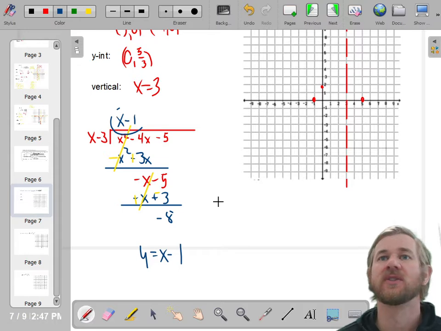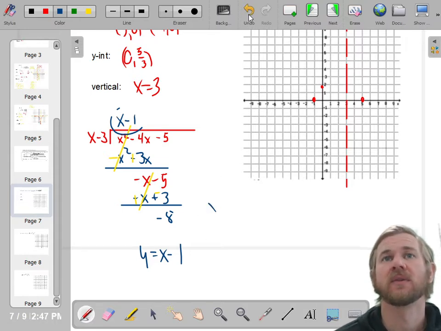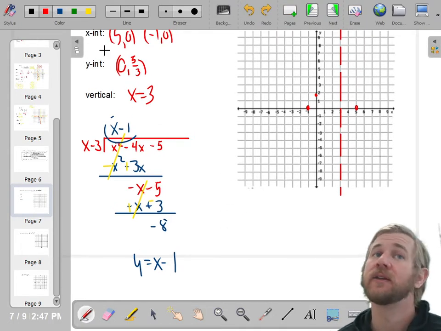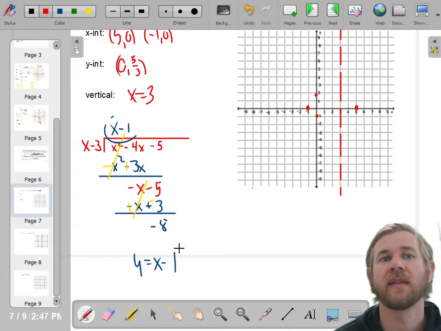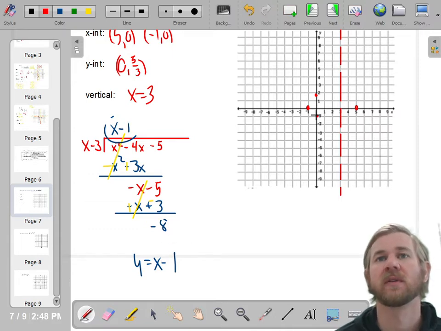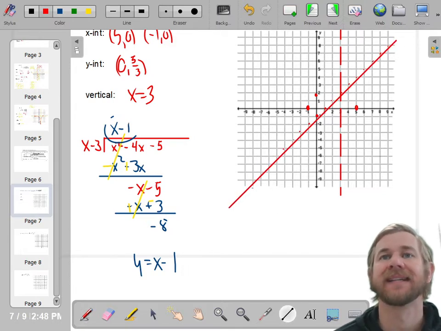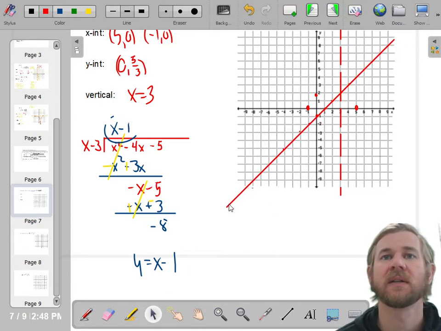So what I'm going to do is graph the line y equals x minus 1. To graph a line, you start at the y-intercept, negative 1, and then you count the slope, up 1 over 1, up 1 over 1. So up 1, up 1, up 1. And I'm going to do that a bunch of times because I want to have as many dots as I can to draw a nice straight edge. So this is going to be my equation of my slant asymptote. There you go.